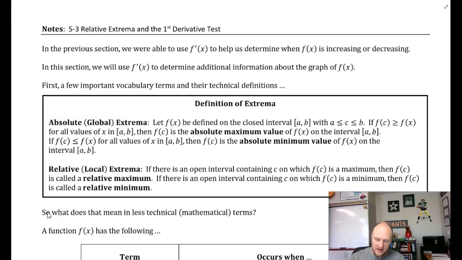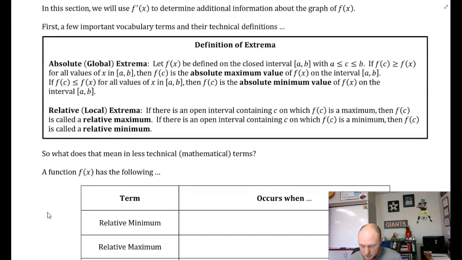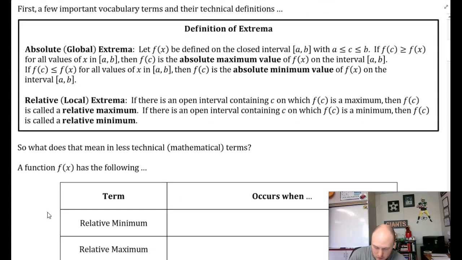But first, we need to define what we're going to talk about today, which is extrema. What is extrema? Well, we have two types of extrema. We have absolute or global extrema, and that is defined as, let f of x be defined on the closed interval a to b, with a less than or equal to c less than or equal to b. So there's some value c on an interval.